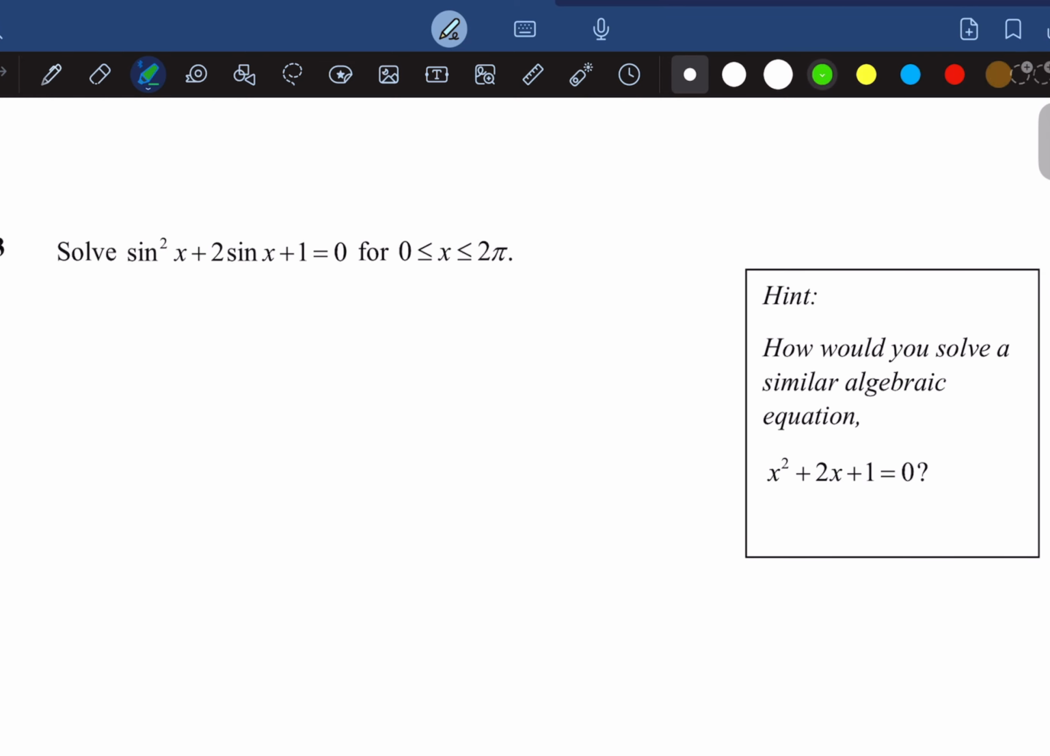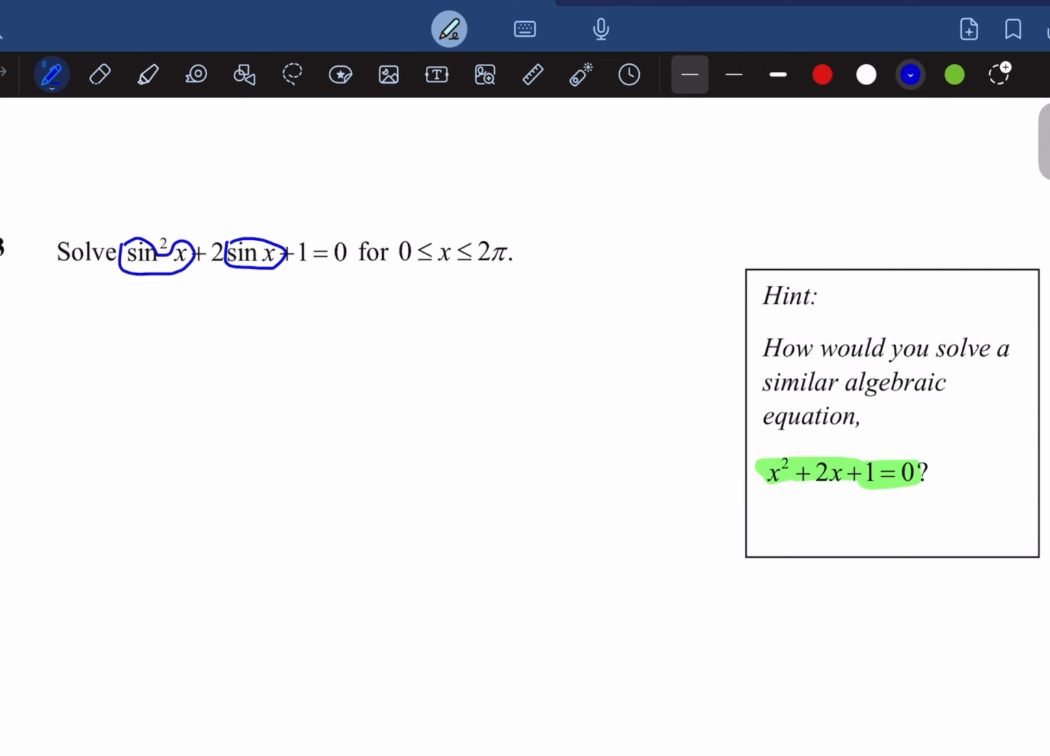x squared plus 2x plus 1. You can see in this question, sine squared x plus 2 sine x equals to 1. So over here, this is a clear-cut quadratic Trigo equation, if I want to name it. Okay, so we can actually solve this.